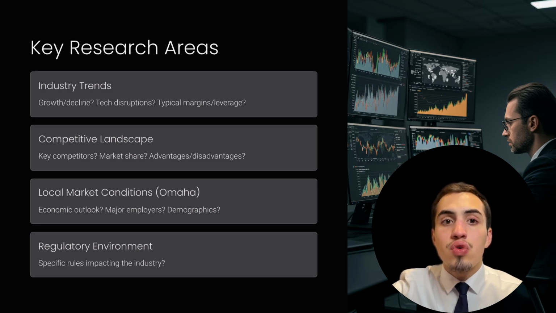For instance, a local restaurant's prospects differ greatly depending on local employment trends and consumer spending. Understanding these external factors helps bankers interpret financial performance correctly, assess the likely sustainability of cash flows, and identify potential risks that aren't immediately obvious from the financial statements alone. When supporting relationship managers or analyzing a credit, research often focuses on several key areas. We look at industry trends. Is the sector growing or shrinking?